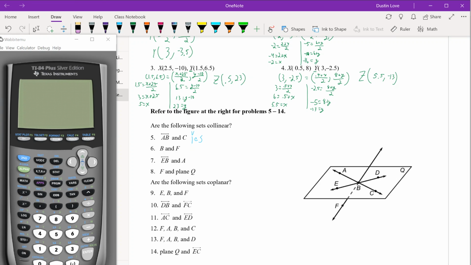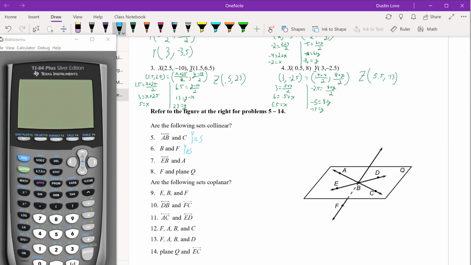Now, B and F, it appears that B and F, yes, are on this line here. Keep in mind that with that dashed line right in here, that means that the line BF is actually going through the plane and then kind of underneath or behind. But that's not relevant on this one. I just wanted to point that out. But yes, they are on the same line, so they are collinear.